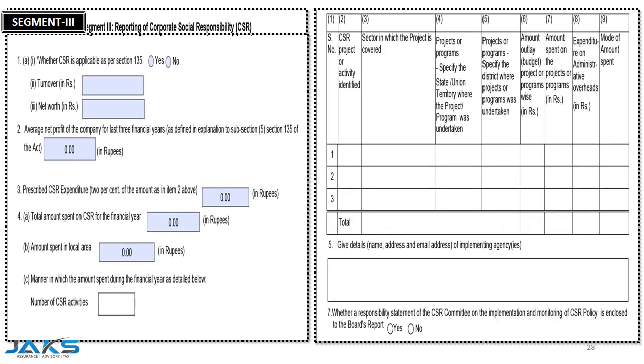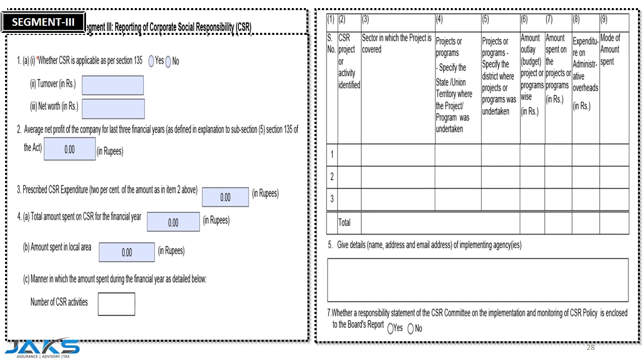In segment 3, we shall give the details of the CSR activities in which the company is engaged. Ensure all the details mentioned here is to be given as an attachment with the form. First of all, refer section 135 of the Companies Act 2013 to know whether CSR is applicable to the company or not. In case if it is applicable, see if the turnover and net worth of the company is auto-filled.